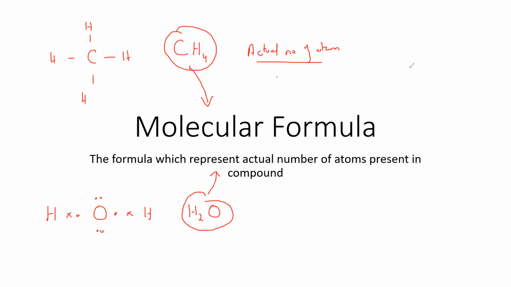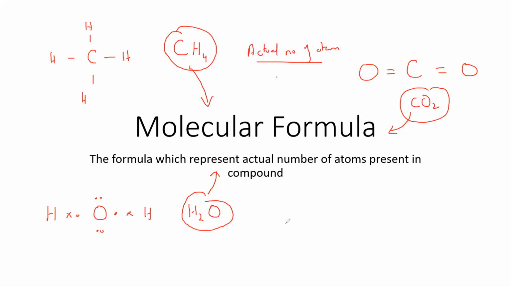In the same way, if I draw the structure of carbon dioxide, how many carbon atoms are there? It contains 1 carbon. How many oxygen atoms are there? 2. So 1 carbon and 2 oxygen, this formula we call the molecular formula. So the molecular formula is the formula which represents the actual number of atoms present in the structure.